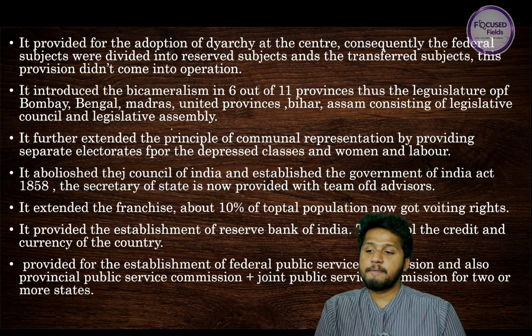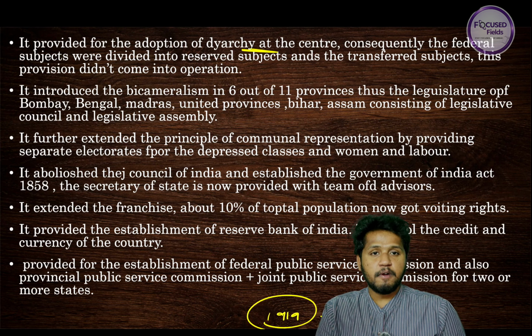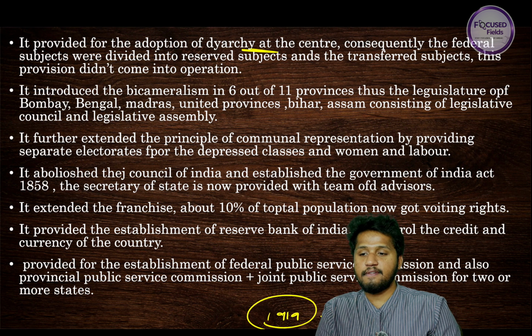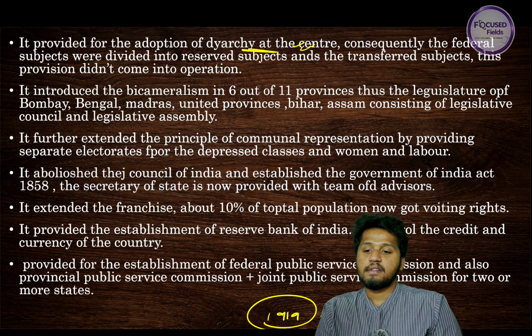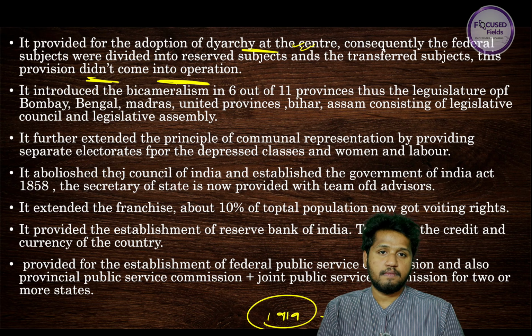To continue, it provided for the adoption of Dyarchy at the center. In the 1919 Act, it said the Dyarchy will be at a provincial level, but in the Act of 1935, it is saying now the Dyarchy will be at central level. However, this provision did not come into operation at all.